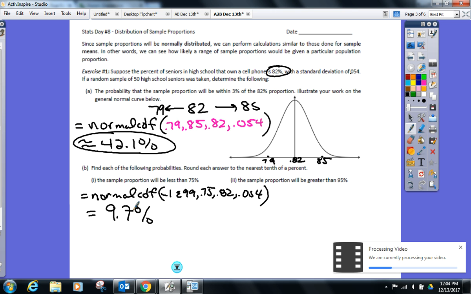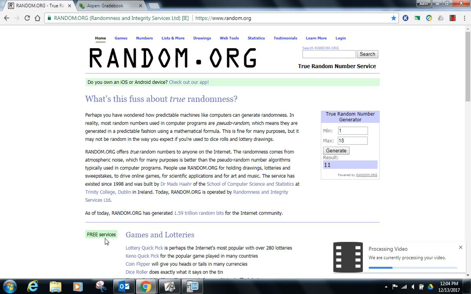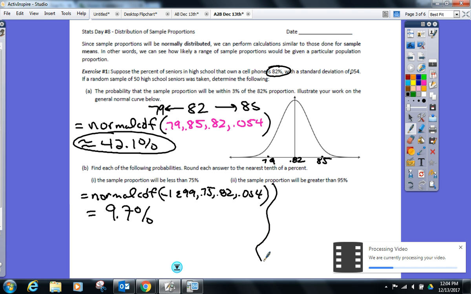Greater than 95%. This one should be a small one. What do we got? 0.952, along with 0.82 and 0.054. And you end up with percent of what? 0.8%. Yep, very small chance that we'll get most 95% of the population above the 50%.